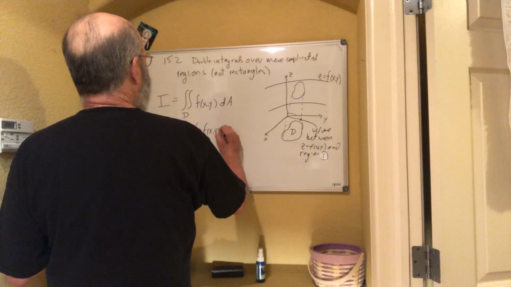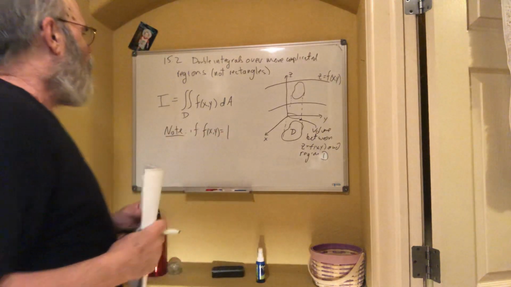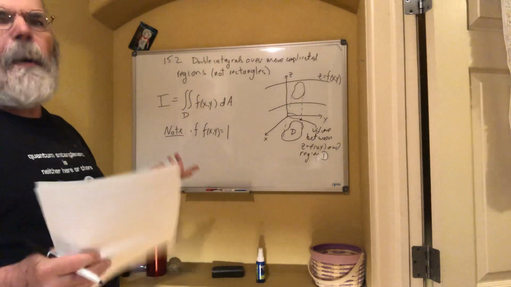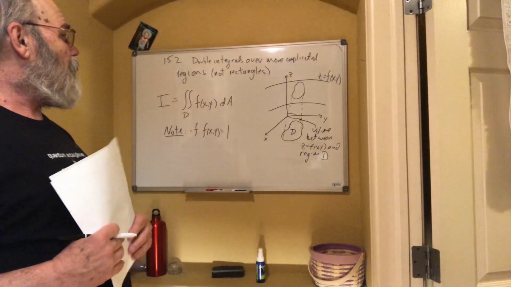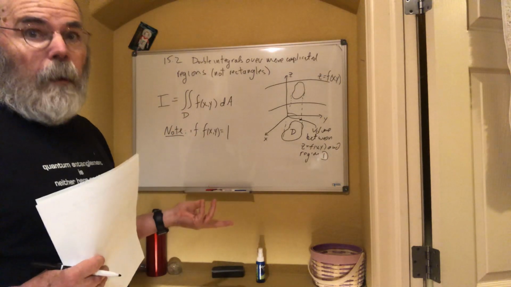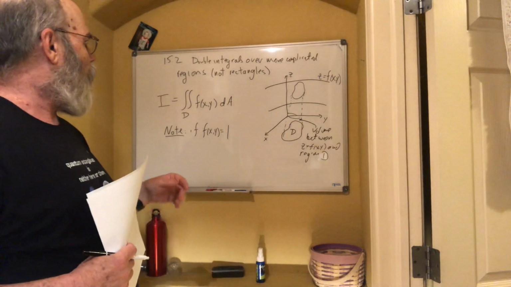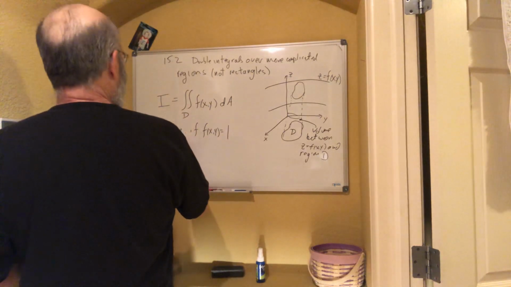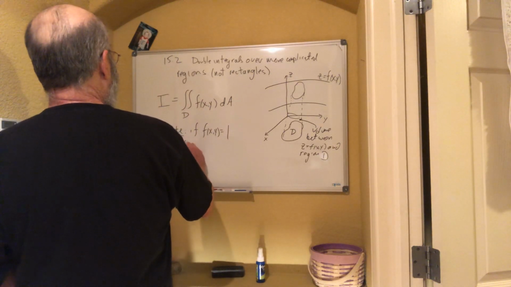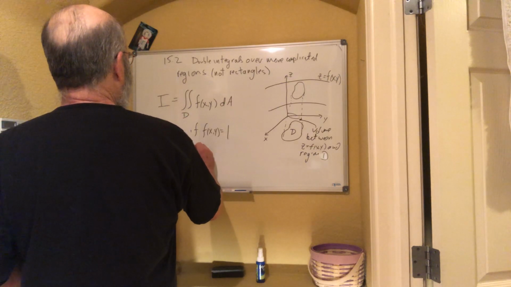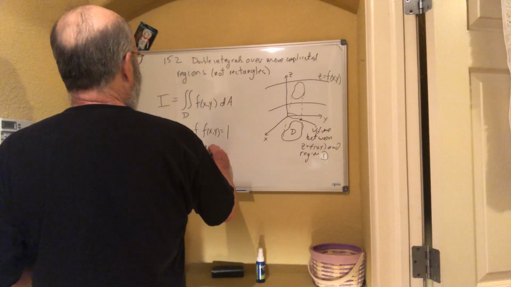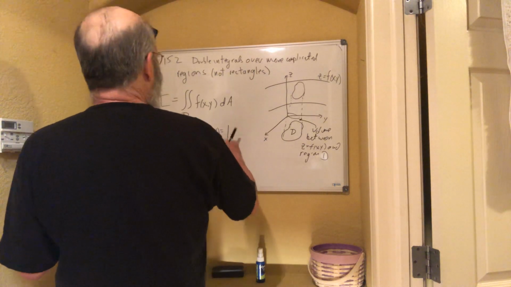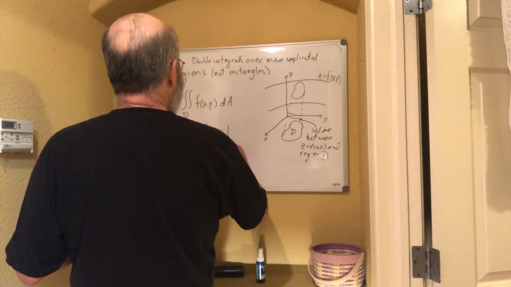F of xy can be just about anything, depending on what you're doing. A special case, a useful case, occurs if it happens to just be the number 1, the trivial constant function f of xy is 1. In that case, this integral, again the double integral, f of xy dA, just gives us the volume, or the area of D, my bad.